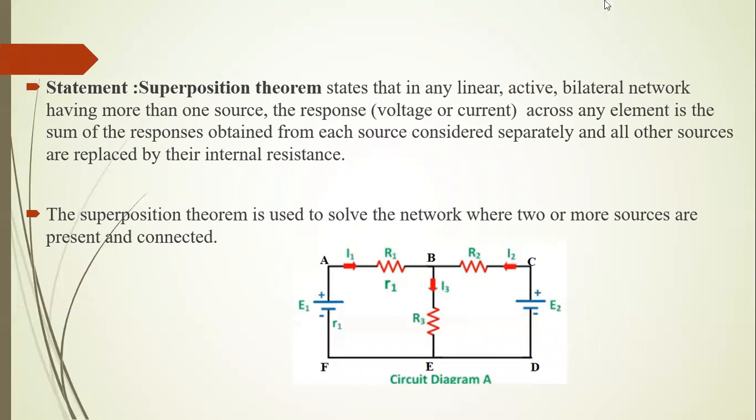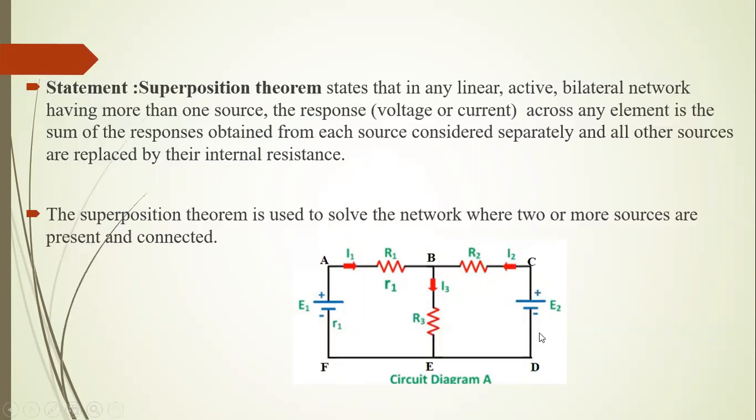Now, first comes the statement of superposition theorem. It states that in a linear active bilateral network having more than one source, the response, that means the voltage or the current across any element, is the sum of the responses obtained from each source considered separately and all other sources replaced by their internal resistance. Now, what does this mean actually?